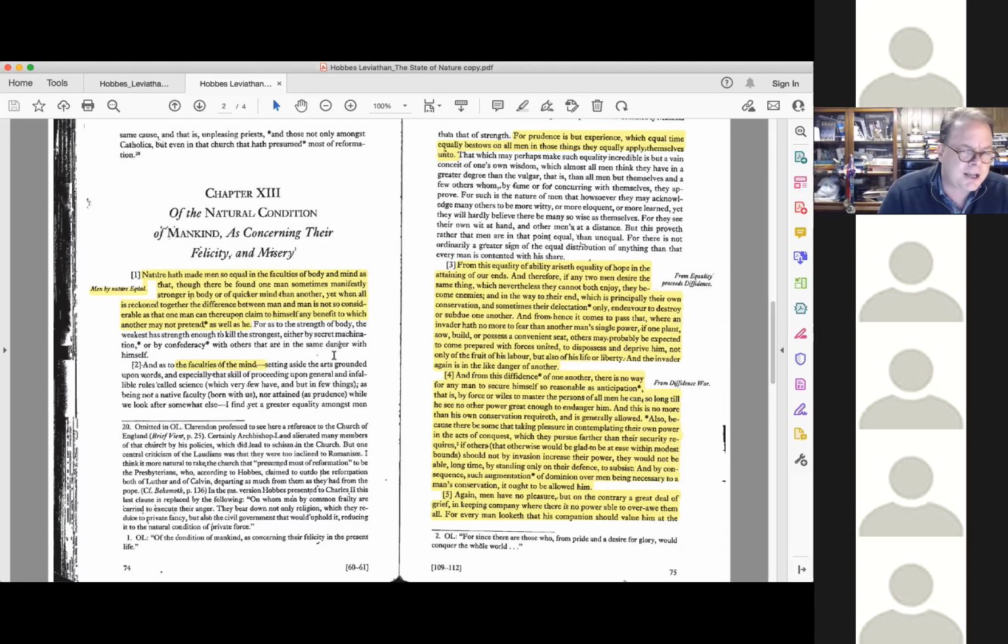Now, remember what he's talking about here. He's not talking about equality of freedoms or moral equality or equality of human rights. He's talking about equality of power, right? Power is your ability to achieve your goal.